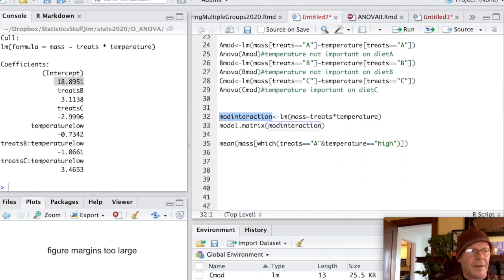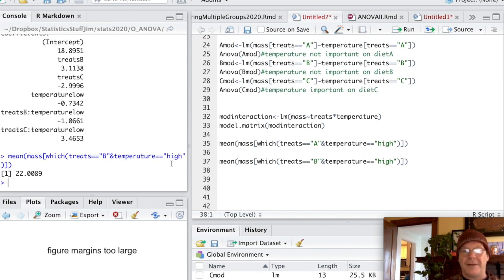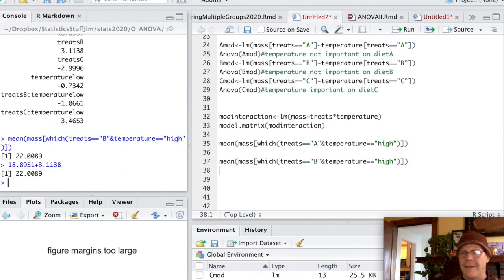And so we can prove that to ourselves by taking the mean for those ones that are in treatment B at a high temperature. I get 22.0089, and sure enough, that is going to be that plus that, and that's where that number comes from.